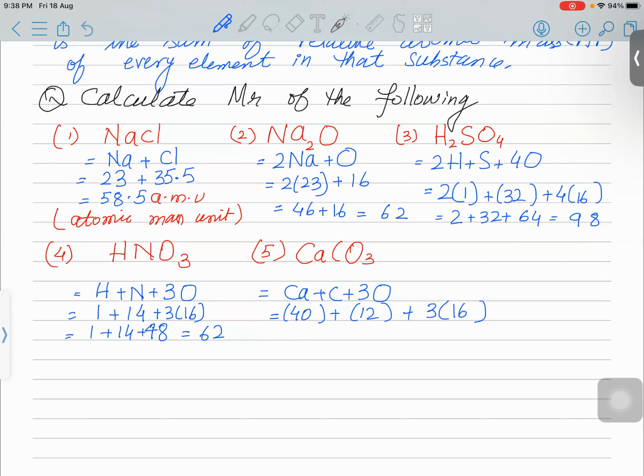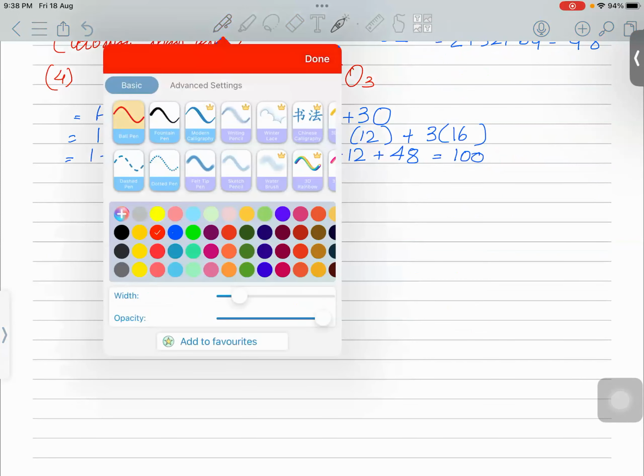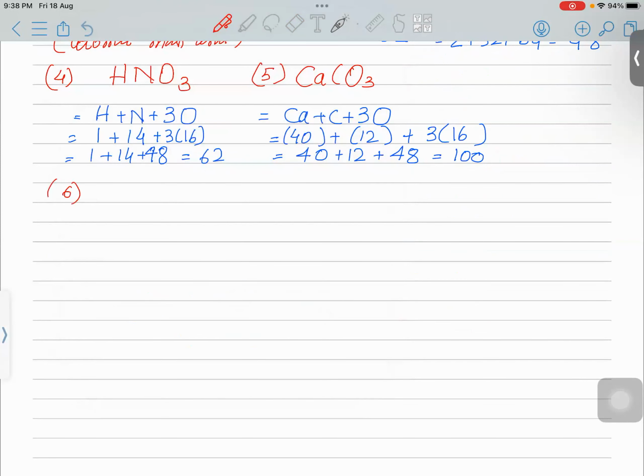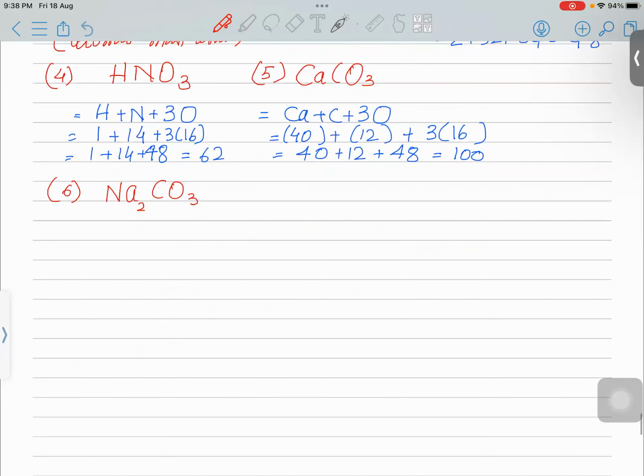Calcium carbonate is 100. Yes, CaCO3 is 100. Very good. Now try to solve this. Na2CO3. Now solve and tell me the answer.